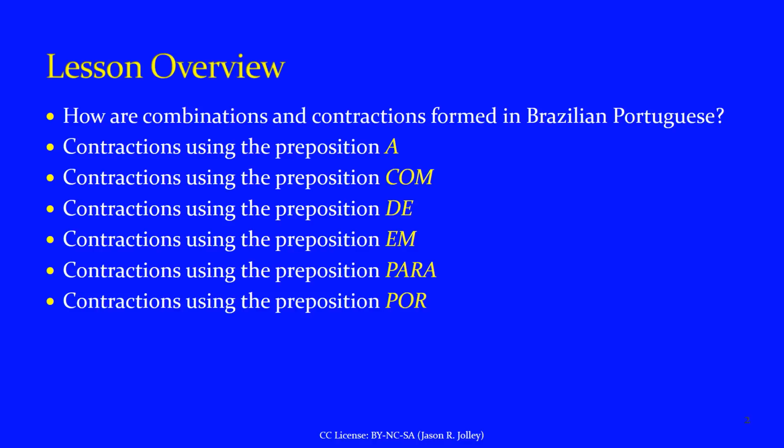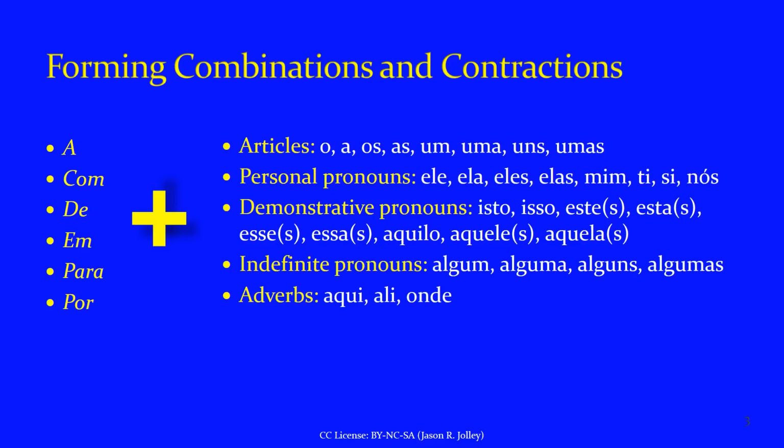We're going to start off by talking about what combinations and contractions are and how they're formed in Brazilian Portuguese. From there, we're going to go through some contractions and combinations sorted out by preposition. So we'll look at contractions using the preposition a, move on to com, then de, em, para, and por. Pretty straightforward.